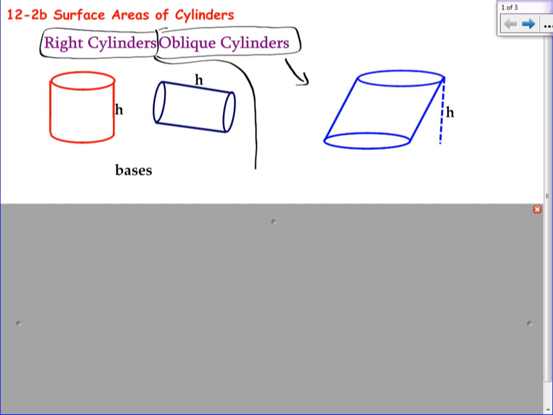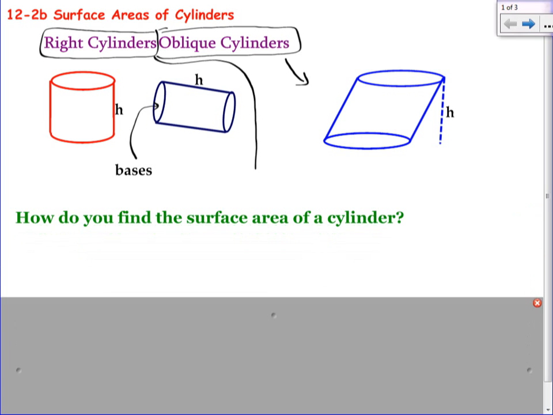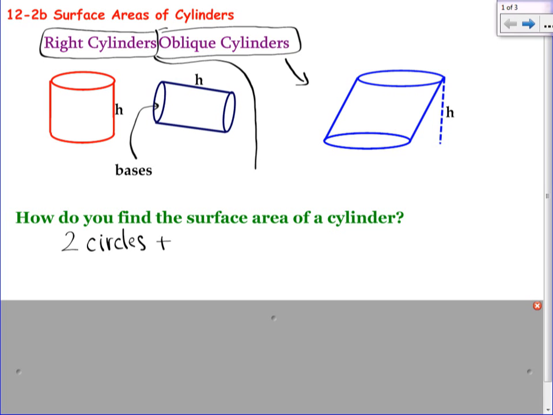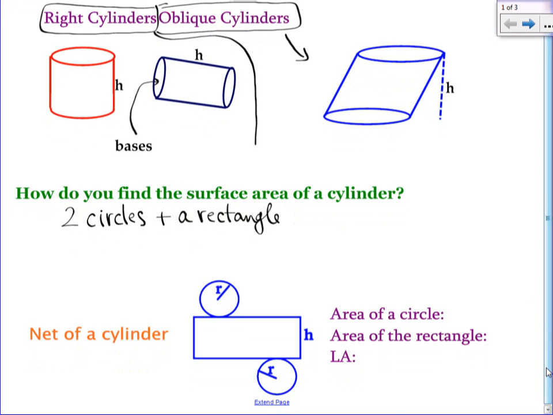Okay, what are the bases on these shapes? They are circles. Okay. How do we find the surface area of a cylinder? What are we adding together? Two circles and a rectangle. Okay, imagine, we talked about this before, the net of a cylinder looks like this. So we have two circles and the rectangle that wraps around it.